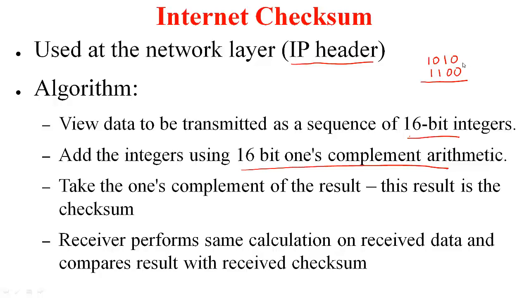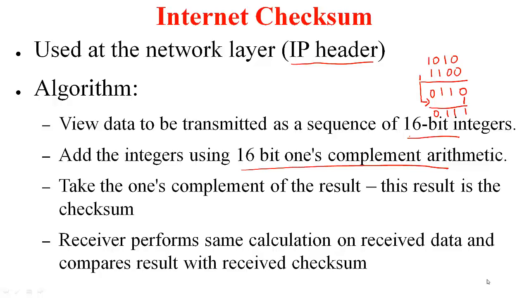Suppose these are 4-bit integers and I'm doing ones complement arithmetic. I'm just going to add them up. 0 plus 0 is 0, 1 plus 0 is 1, 0 plus 1 is 1, 1 plus 1 is 0 with a carryover of 1, right? Now this carryover has to be added back. So I'm going to add it back here. So the resulting thing is 0, 1, 1, 1. So this is a 4-bit ones complement arithmetic performed over these two integers.